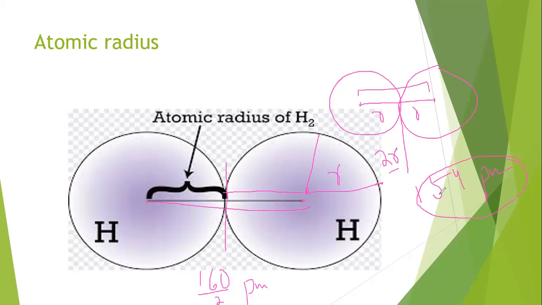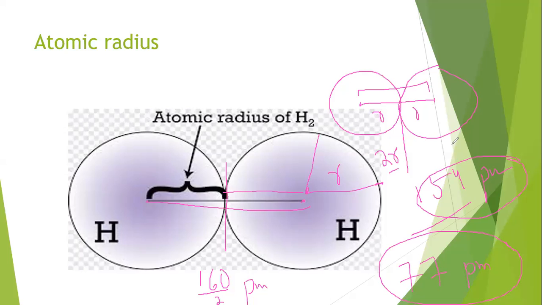This is 154 pm. If I want to know the radius of one atom, I have to take half of this value. So half of 154 is 77 pm. So this is the radius of one carbon atom. Due to the very small size, it is very difficult to calculate the radius of one atom, so we join two atoms and take the radius of both.